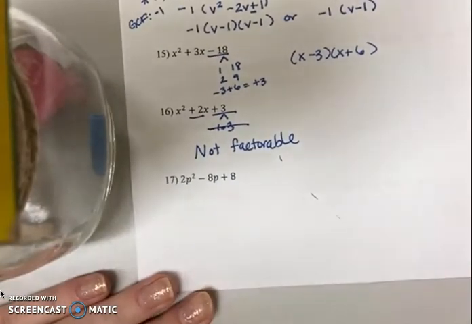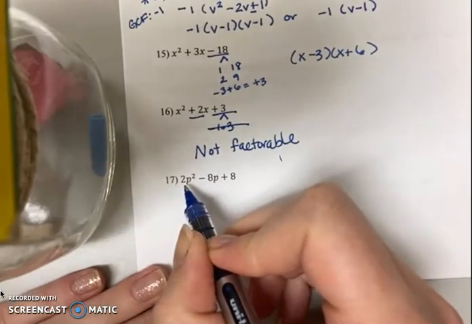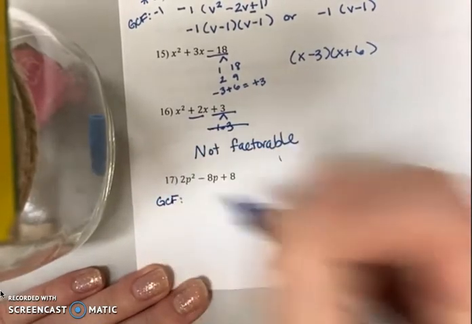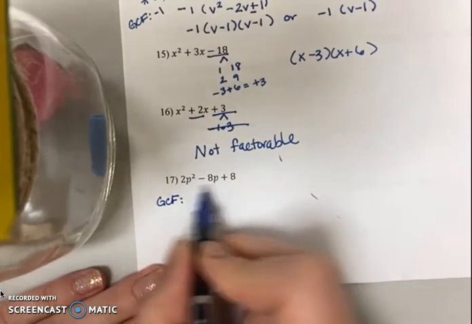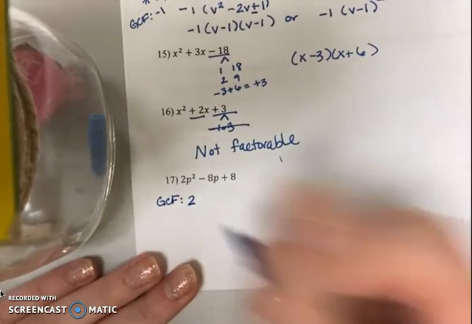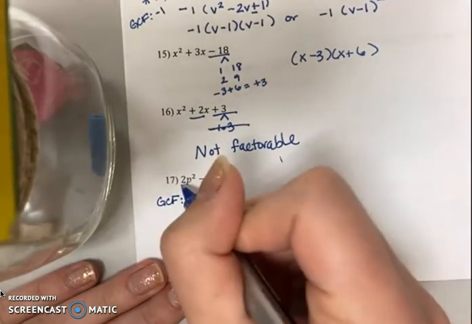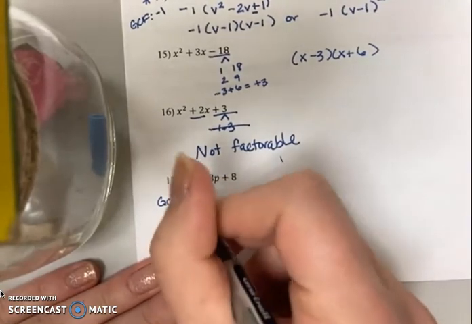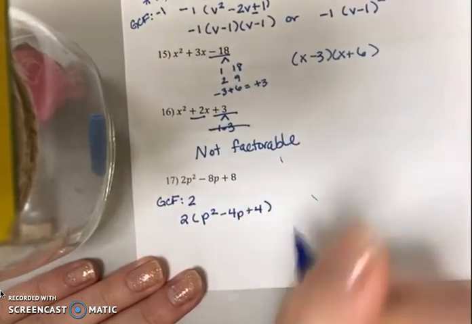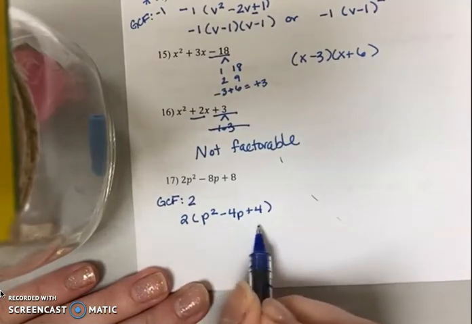Number 17, a is not 1. So I need to see, is there a GCF that I can pull out? The answer is yes, there is. If I look at all three terms, everything's divisible by 2. So that gives me 2 times, and then in parentheses, we're going to write what remains. Remember, divide each term by 2. That would give me p squared minus 4p plus 4. Now, what's in parentheses, that is what we factor. This is our focus now.